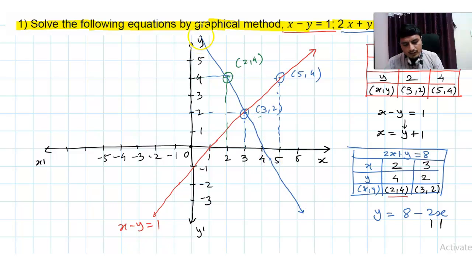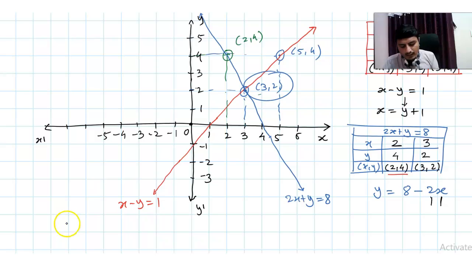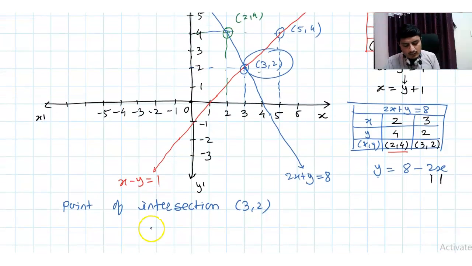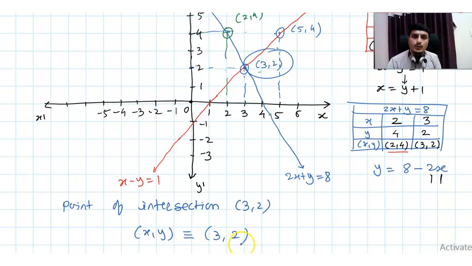Let us try to have the equation of that line. We have 2x plus y equals 8. Now the point of intersection of both lines, we have (3, 2) as the point. So we are writing that the point of intersection of the given equations, that means of the given lines, is (3, 2). That is our solution point. That means the value of x is 3 and the value of y is 2.